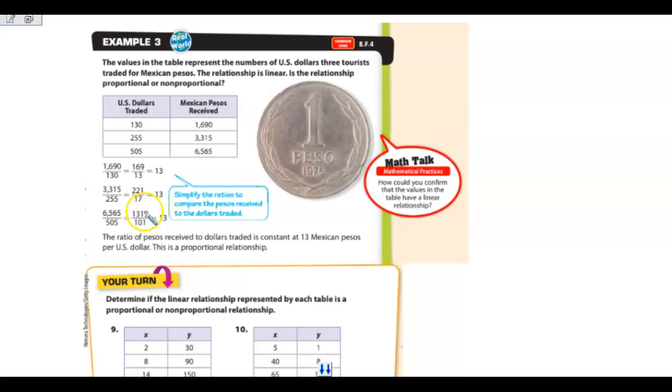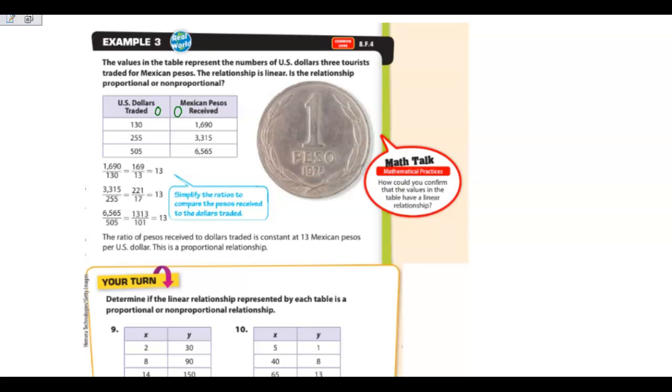Therefore, we know that it is linear. Now, they want to know, is it proportional or non-proportional? Well, one thing to think about is that if you have $0 to trade, how many pesos would you receive? Well, if you're saying 0, then you're correct. Because you have the ordered pair of 0, 0, this is telling me that if I were to graph this information, it would pass through the origin because the ordered pair 0, 0 is the origin. So this is a proportional relationship.